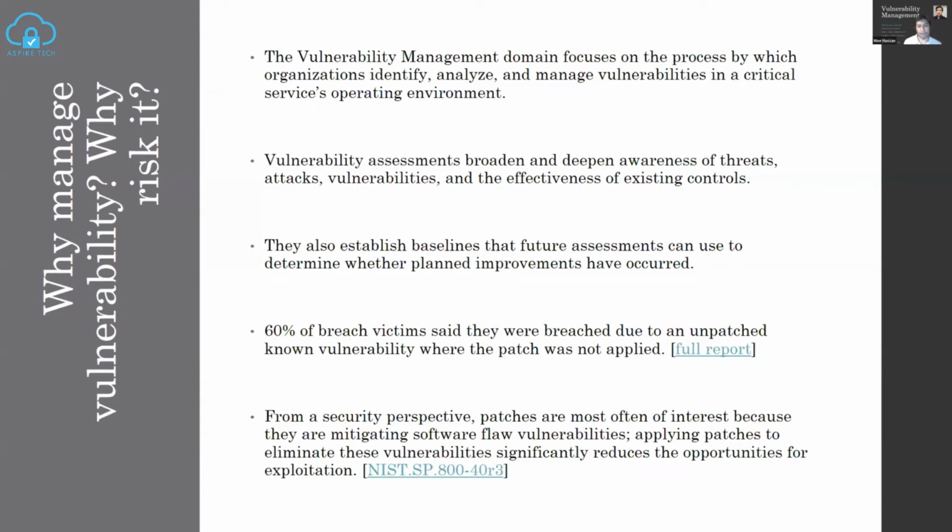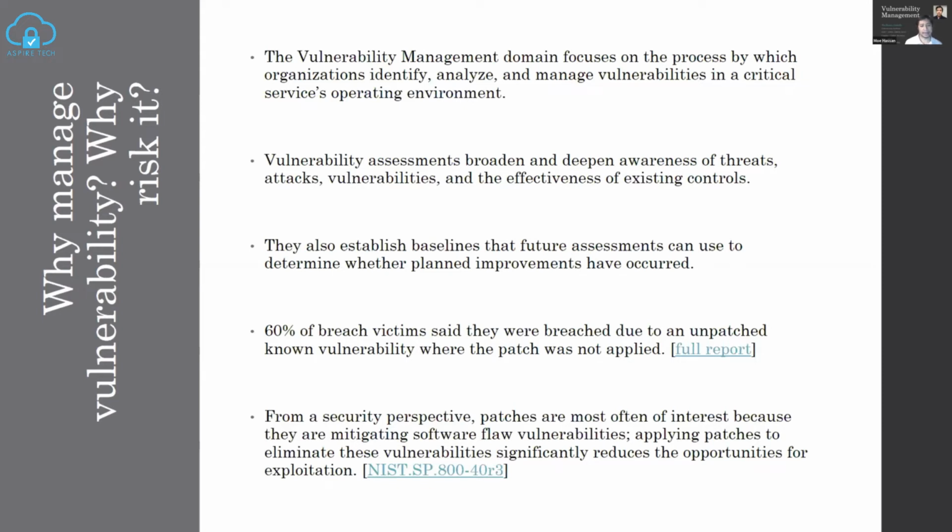So this program will give everybody a better understanding of the threats that exist, the ways they can be exploited, and it'll also tell you how effective your controls are. So hopefully you can identify any gap that may exist and maybe fix any misconfiguration. They also establish a baseline that future assessments can use to determine whether planned improvements have occurred.